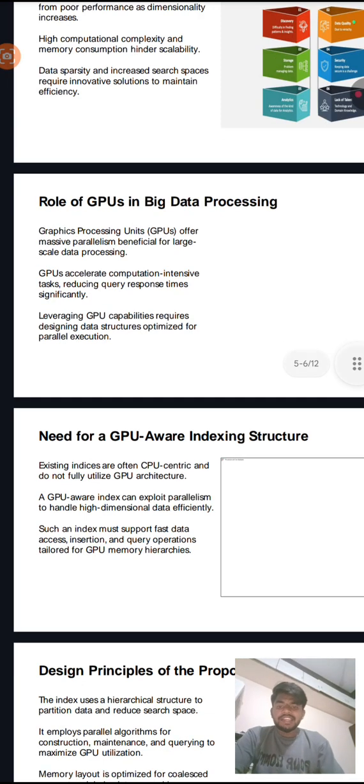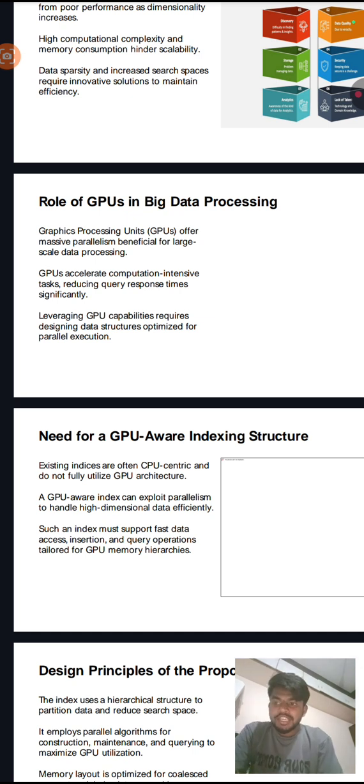Role of GPUs in big data processing. Graphics processing units offer massive parallelism beneficial for large scale data processing. GPUs accelerate computationally intensive tasks, reducing query response time significantly. Leveraging GPU capabilities requires designing data structures optimized for parallel execution. GPU optimization techniques: memory coalescing, optimized data layout for contiguous memory access. Warp level parallelism: match thread workload to warp, 32 thread execution units, minimizing divergence. Avoid if else branching, as it causes threads in a warp to execute separately.